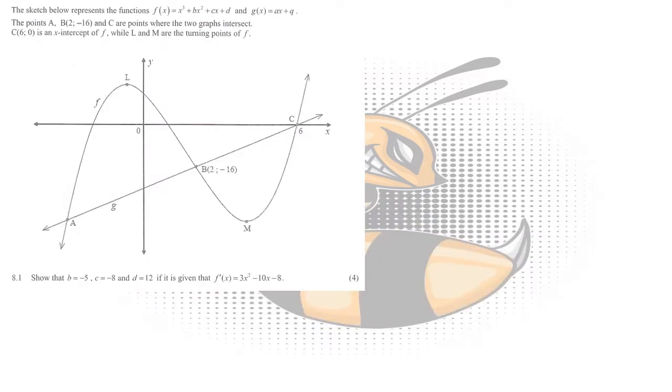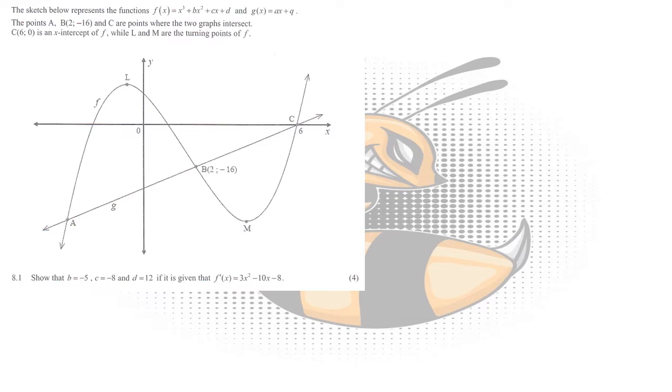Now, the question in this case I'm going through is the June 2022 exam paper. In this question, they start off by telling you, okay, a sketch below represents the function f of x equals x cubed plus bx squared plus cx plus d, and g of x equals ax plus q. The points A, B, and C are points where the graph intersect, and B has the coordinate of 2, minus 16. They also tell you that C is (6, 0) and is an x-intercept of f, while L and M are the turning points of f.